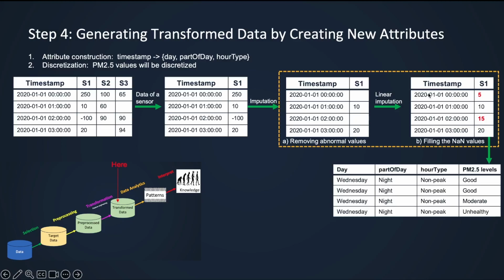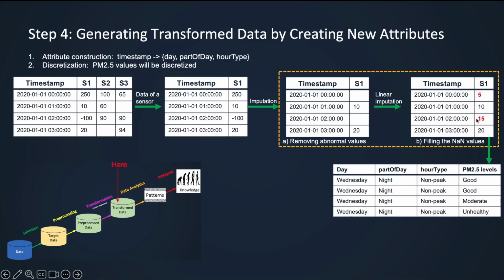Once we derive the pre-processed data, we transform it into a transformed data set by extracting information from the timestamp. For example, from this timestamp, we extract the day, which day the particular timestamp belongs to, and what part of the day, whether it belongs to morning, night, afternoon, early morning, and so on. Similarly, hour type, that is, peak hour or non-peak hour of the transport. We will perform these steps.